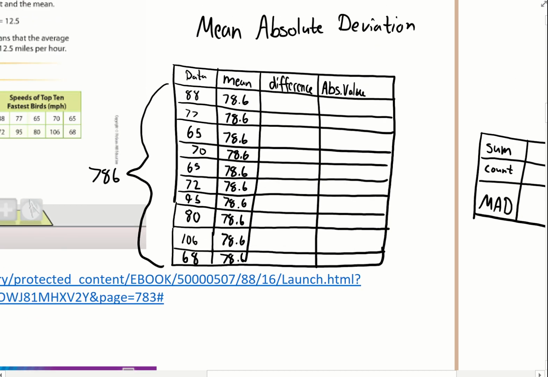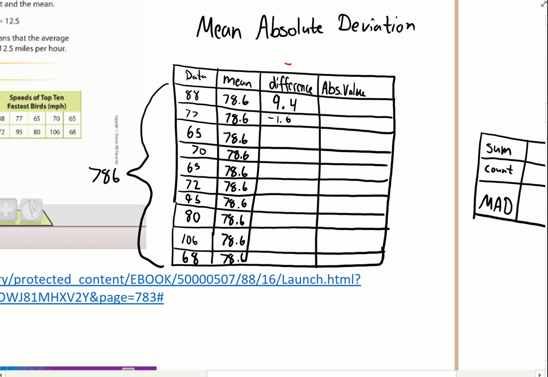The next thing I need to do is find the difference, and difference means to subtract. So I'm going to subtract my data from my mean. I have 88 minus 78 and 6/10, which is going to be 9 and 4/10. Then 77 minus 78 and 6/10. This is where we're going to have negative numbers, so it's going to be negative 1 and 6/10.